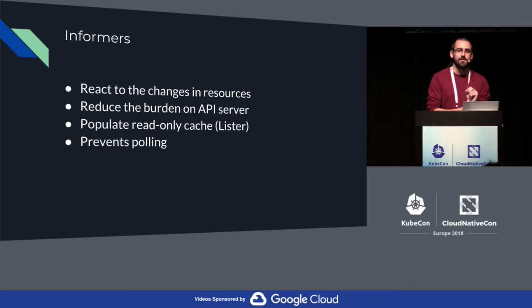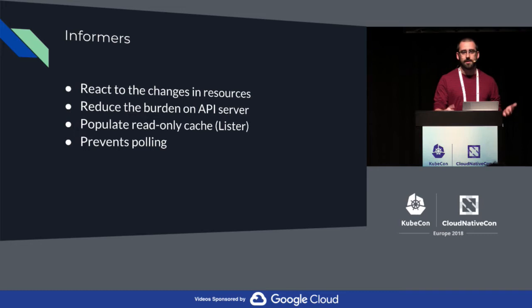These informers let you react to changes in resources in the Kubernetes cluster. They've reduced the burden on the API server by removing all the polling, essentially. And they also do another nice thing, which is populate a read-only cache. So whenever you need to read a resource from the API server, you don't incur a round trip to the API server. You essentially just read it from the cache that was populated efficiently by the watch mechanism.